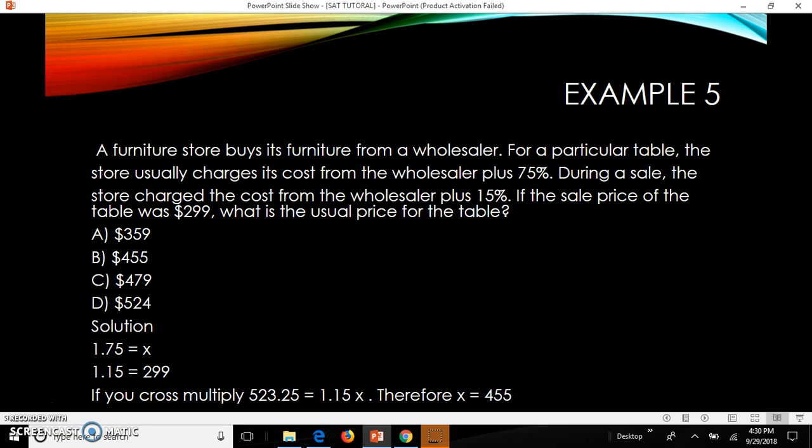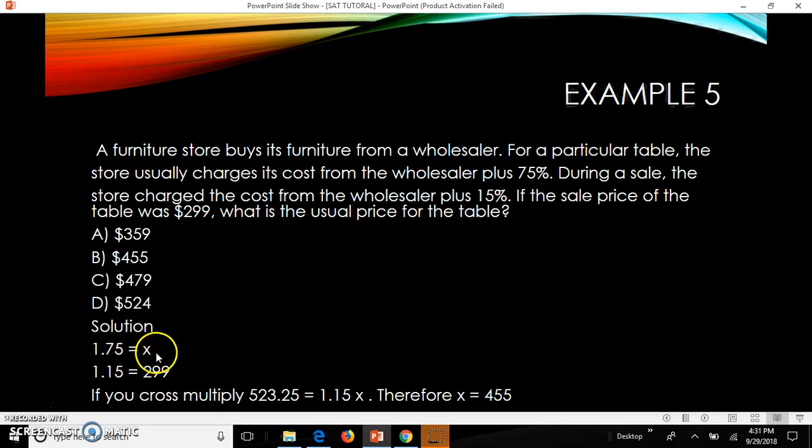Now that means in this question, there is a particular price the wholesaler charges. You understand? Now they change it for a particular transaction, which is this. And I tell you the cost is this. So you just use equivalency. If you cross multiply.